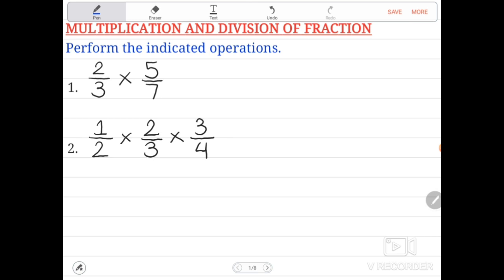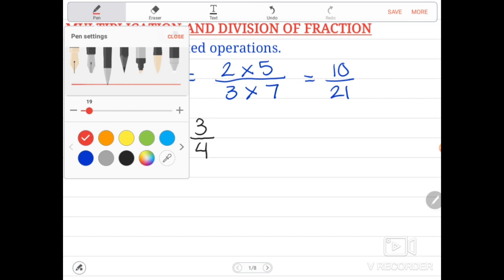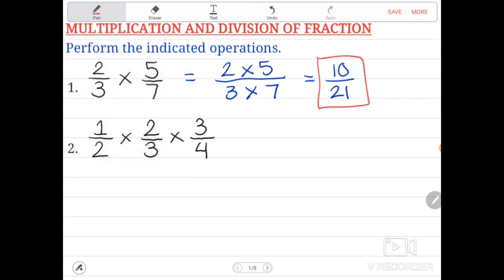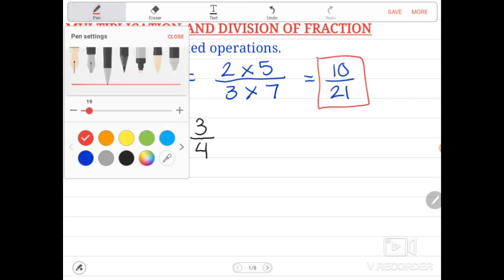So we have 2/3 times 5 over 7. So in multiplication, just simply multiply numerator by numerator and then denominator by denominator. So we have 2 times 5 over 3 times 7. So we have 2 times 5, that is 10, all over 3 times 7, that is 21. So this will be our final answer. Okay? Next, number 2.